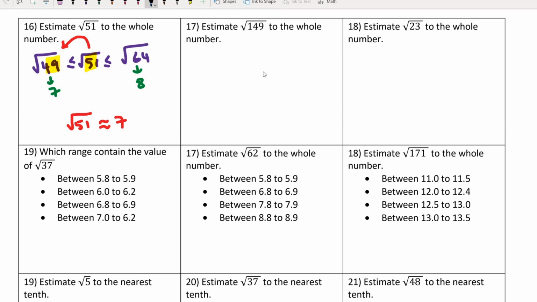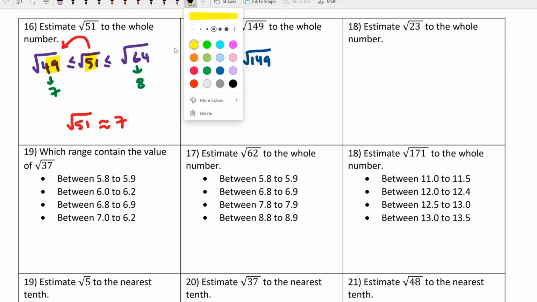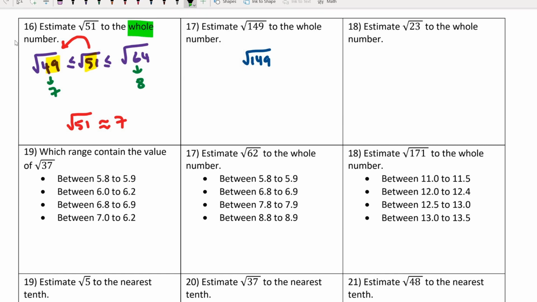Number 17. The square root of 149. Oh, before I do that, number 16's answer as a whole number is what you have right now. You round it to 7 as a whole number, so that's why we stop right there.